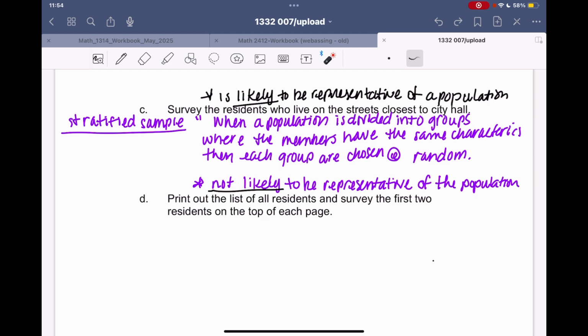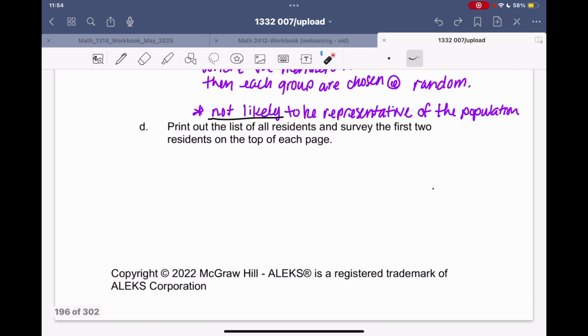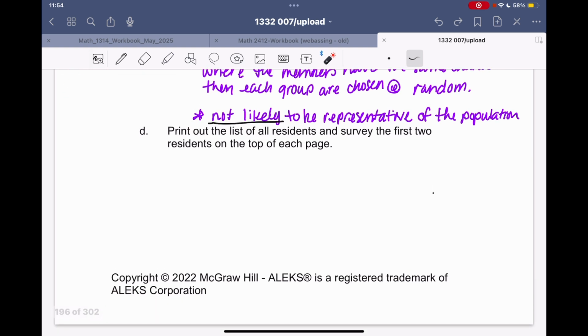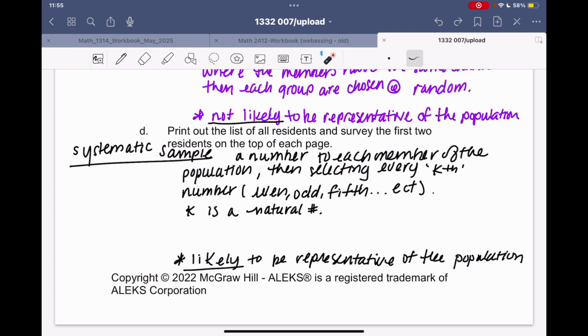D, print out all the lists of residents and survey the first 2 residents on the top of each page. Okay, this is not as organized as the random sample, but this is actually a good way to pick out data. This is called systematic sample. So what happens here is you take the numbers of each member of the population and select every nth number, or k number as they call it. And that's likely to be a good random sample. So it's almost like you're picking every 5th person or every 10th person or every first person.